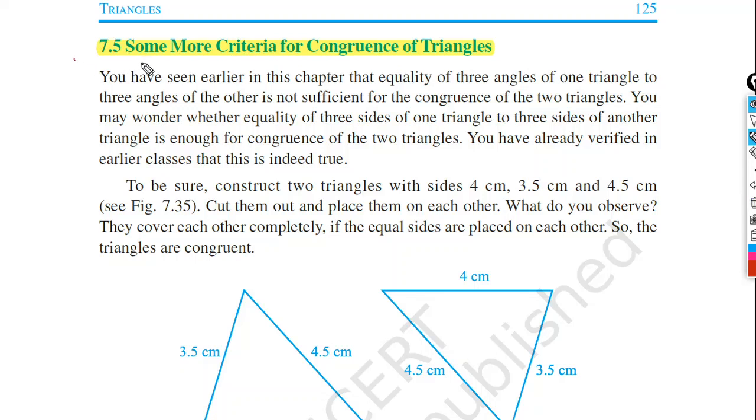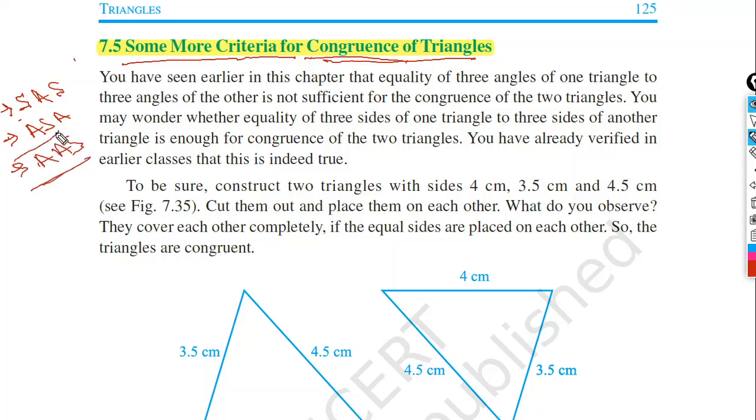So today we are going to discuss some more criteria for congruency of triangles. So far we have discussed some of the criteria: first we discussed side, angle, side. Then again we discussed angle, side, angle, then angle, angle, side. These are the criteria we have already discussed.